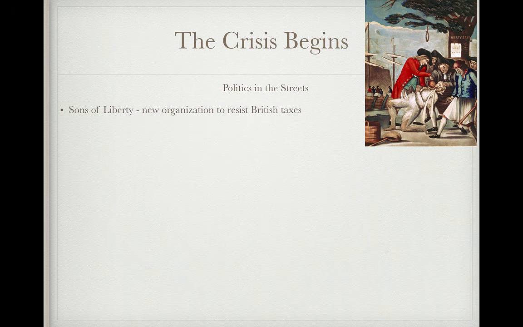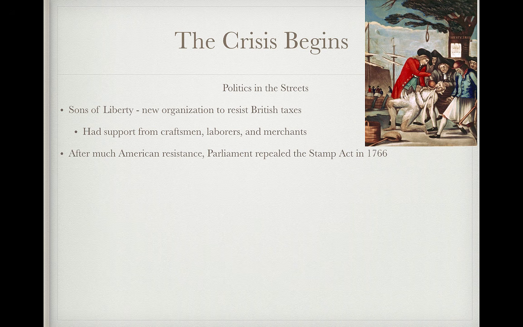So the Sons of Liberty was a new group that emerged to resist British taxes, and they would harass stamp collectors, and they had support from craftsmen, laborers, and merchants. And after much American resistance, Parliament will repeal the Stamp Act in 1766 because economically it is hard to enforce. Now, this is a turning point. This is hugely important. The colonists realize if they resist or put up a fight with any tax or act, that the British will eventually give in.